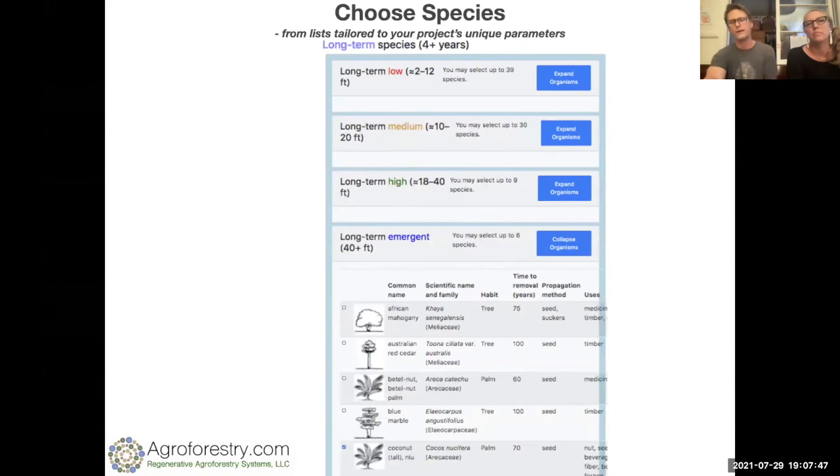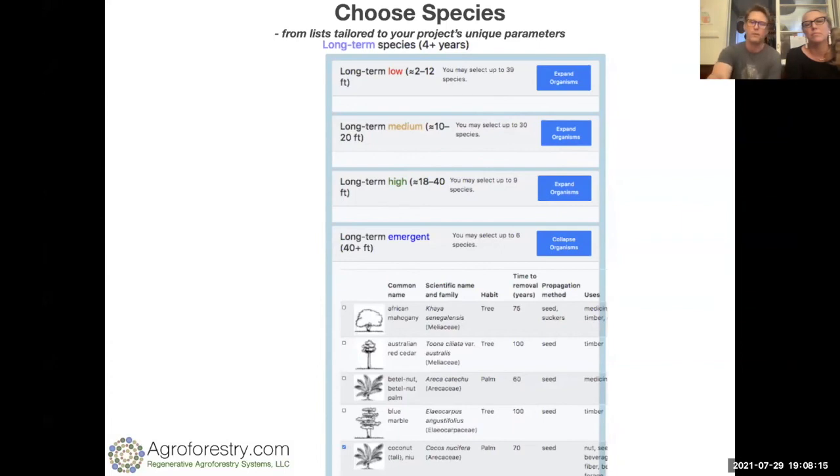Then it's going to spit out a species list that's appropriate for the conditions you laid out on the previous page, broken down by both time period and stratification. You will need to go through each one of those and pick at least one, or however many species are recommended for you to select, in order to comply with your standards.